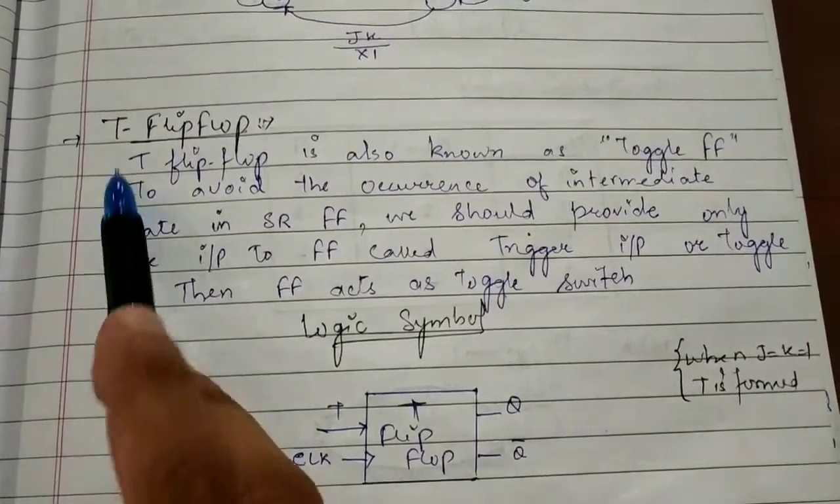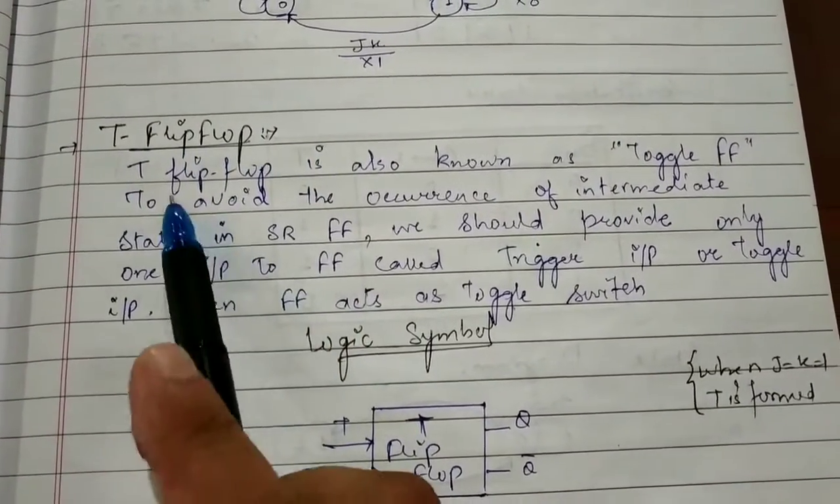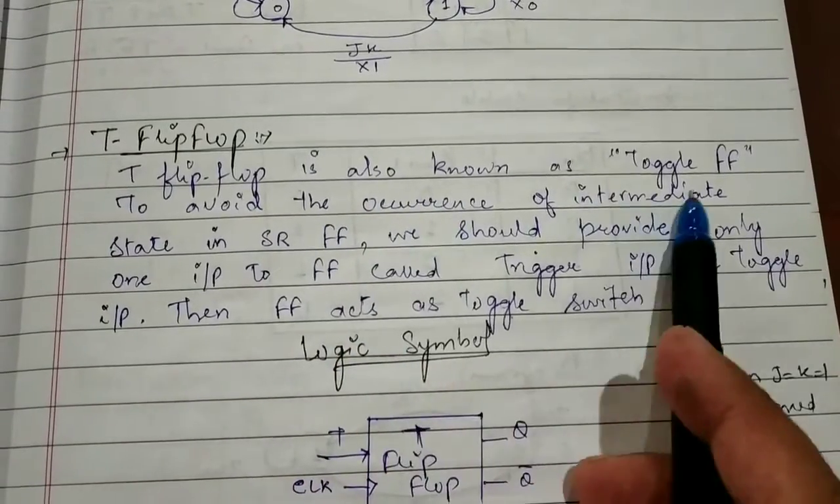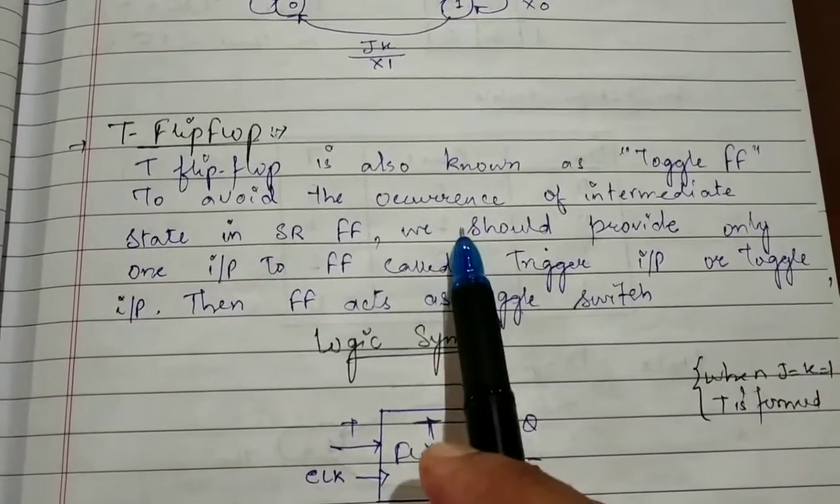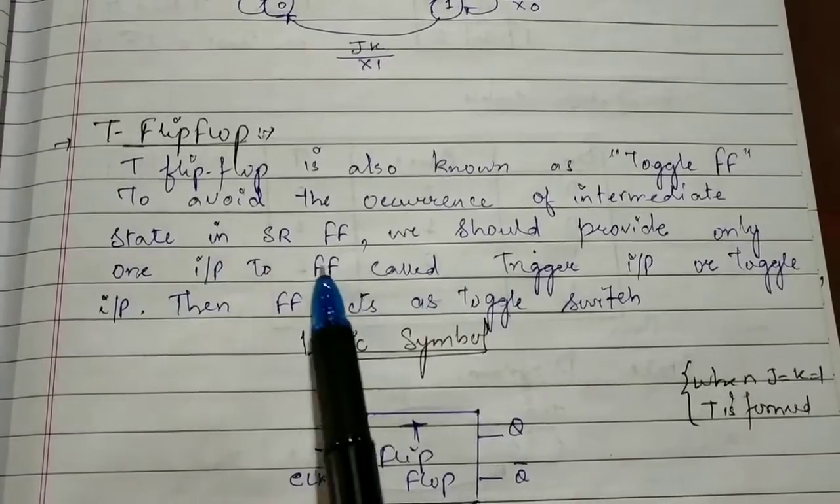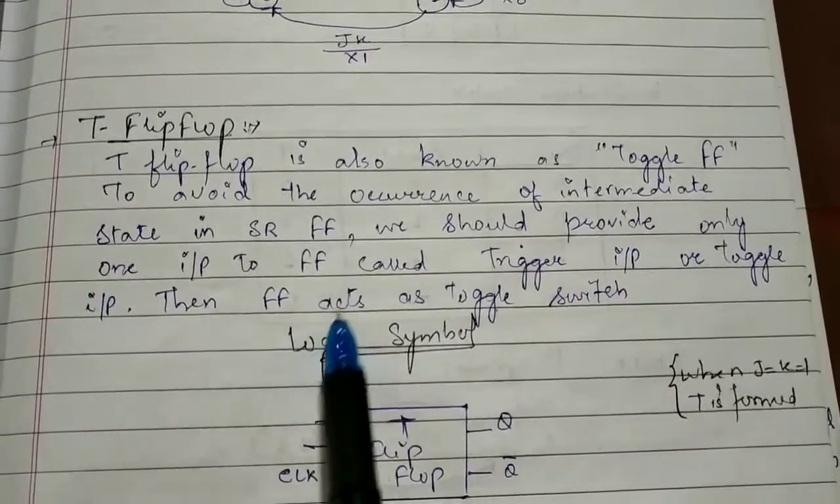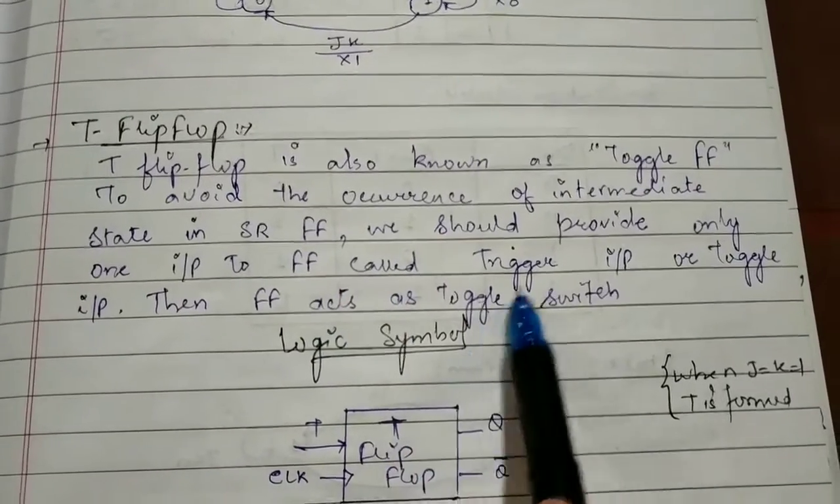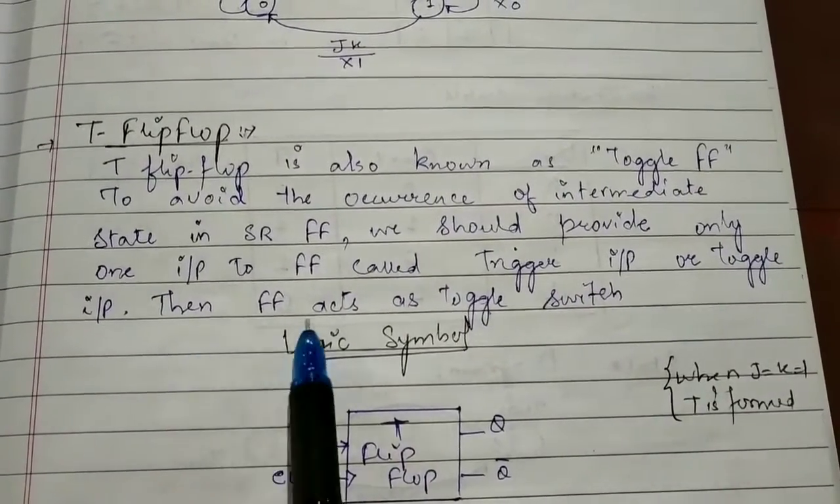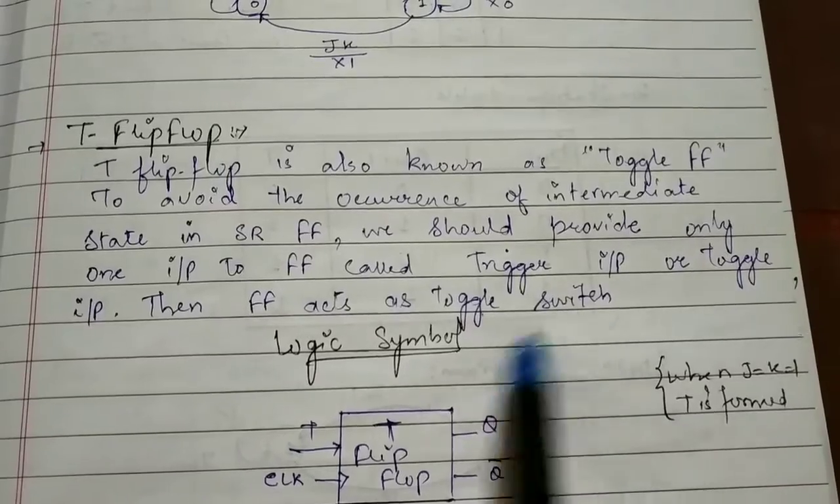Today we're going to be studying the T flip-flop. The T flip-flop is also known as the toggle flip-flop. To avoid the occurrence of the intermediate state in the SR flip-flop, we should provide only one input to the flip-flop, called the trigger input or toggle input. Then the flip-flop acts as a toggle switch.